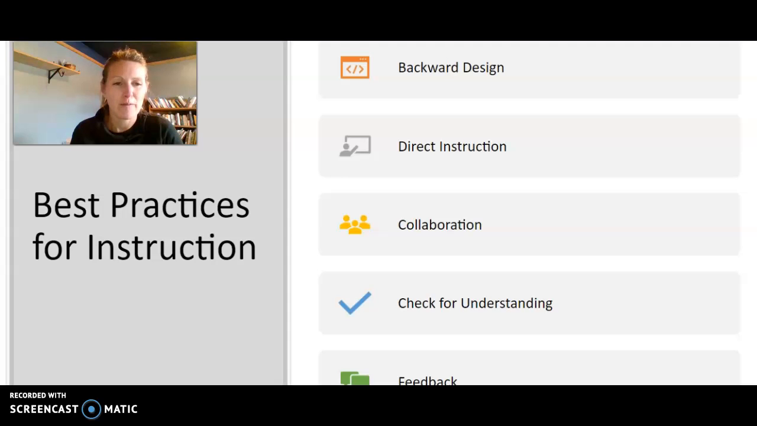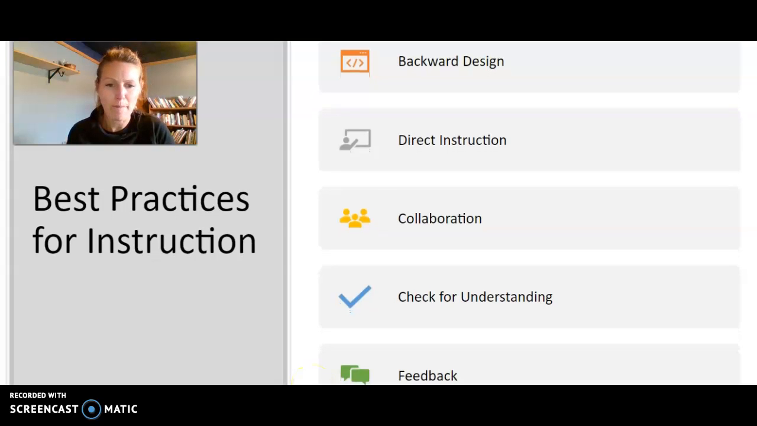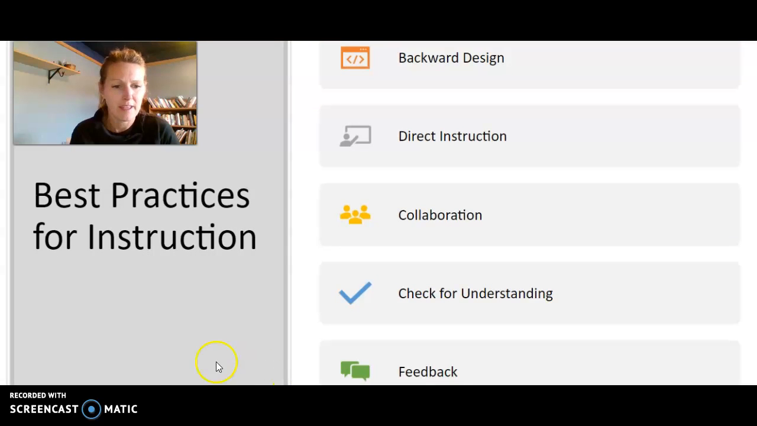All right, here is a reminder of what those best practices for instruction are. We always want to start with backward design, and then we're going to go ahead and figure out what is our direct instruction going to be, how will we collaborate with our students, how will we check for understanding, and how often and how much are we going to collect feedback.